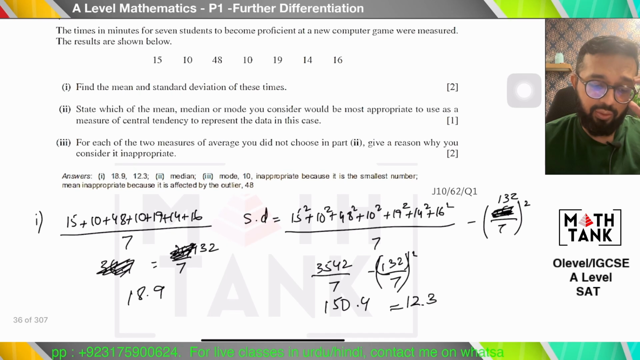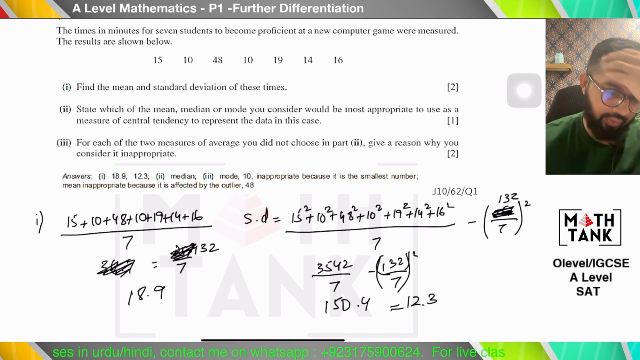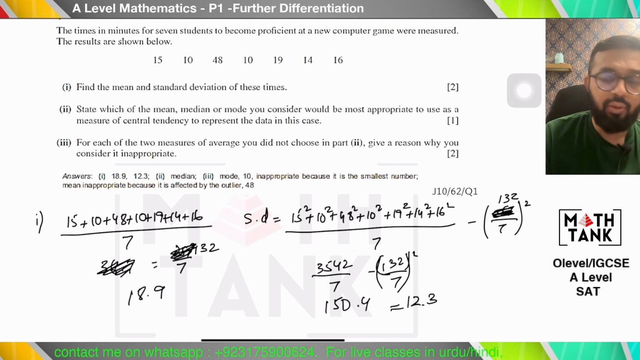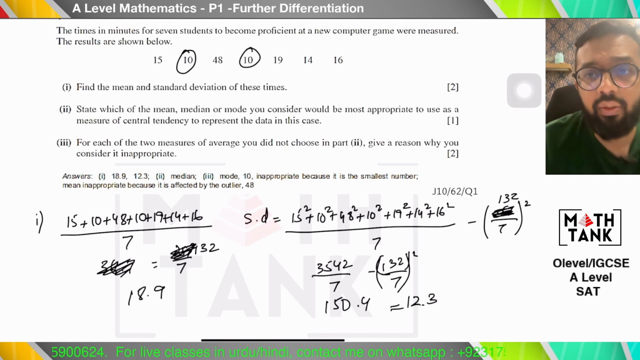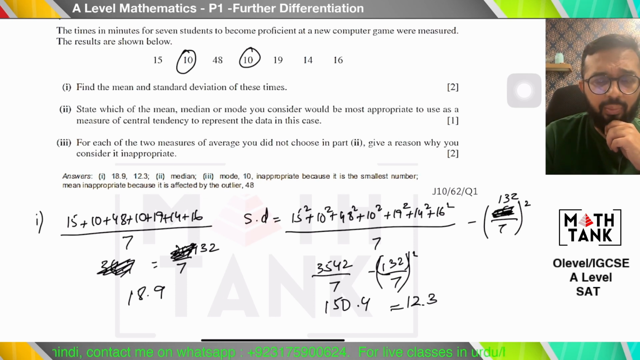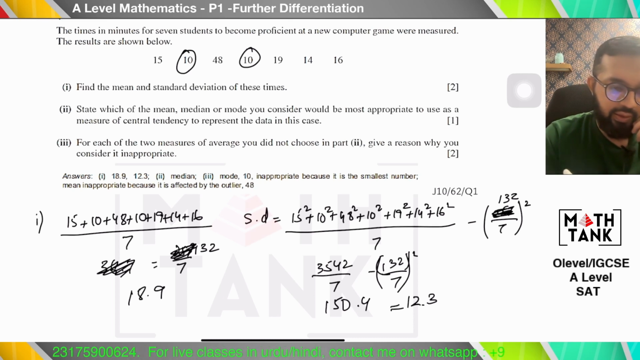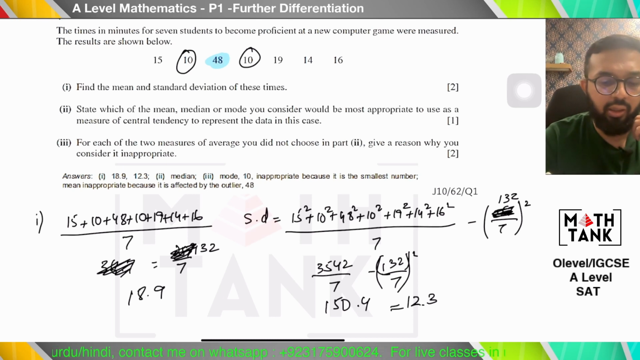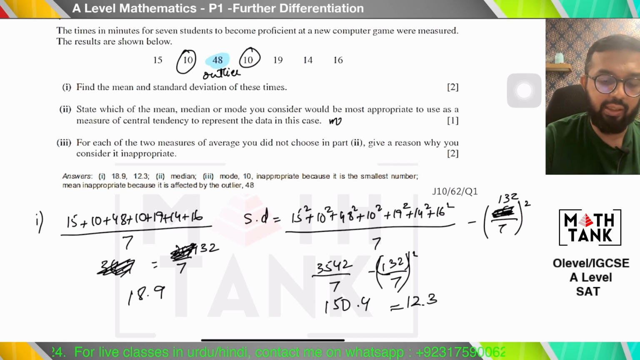It asks which of the mean, median, or mode would you consider to be the most appropriate to use as a measure of central tendency to represent the data. There is a mode, but it's very unrepresentative because it's the lowest value. When I talk about the mean, you see there's an unusually large value, which we'll later learn is called the outlier. Since there are outliers, the mean is distorted, and so is the standard deviation. So the best thing to use in this case is the median.